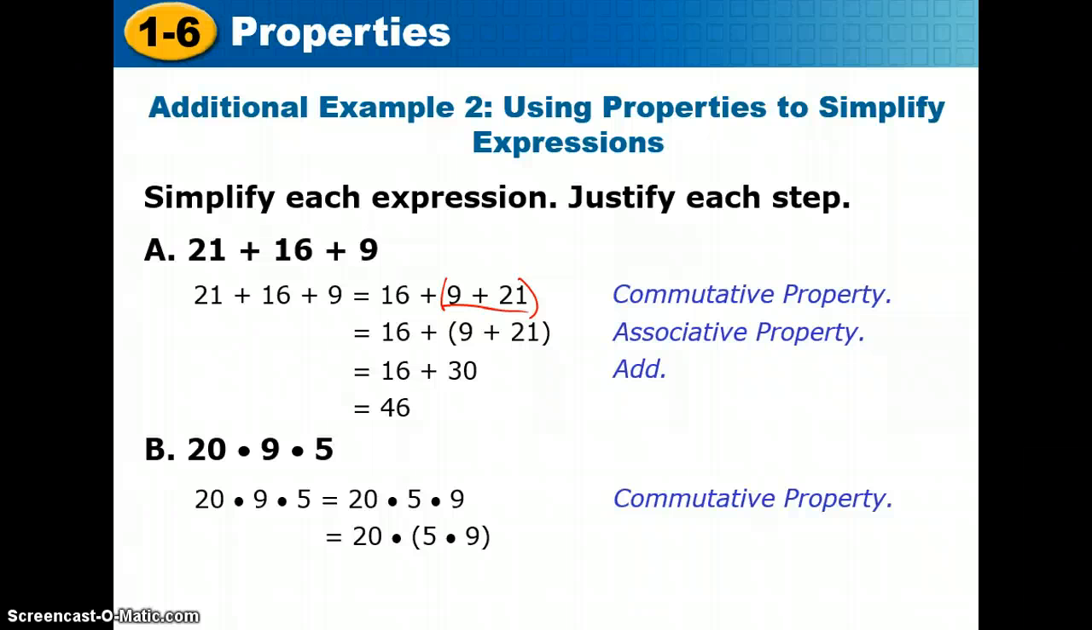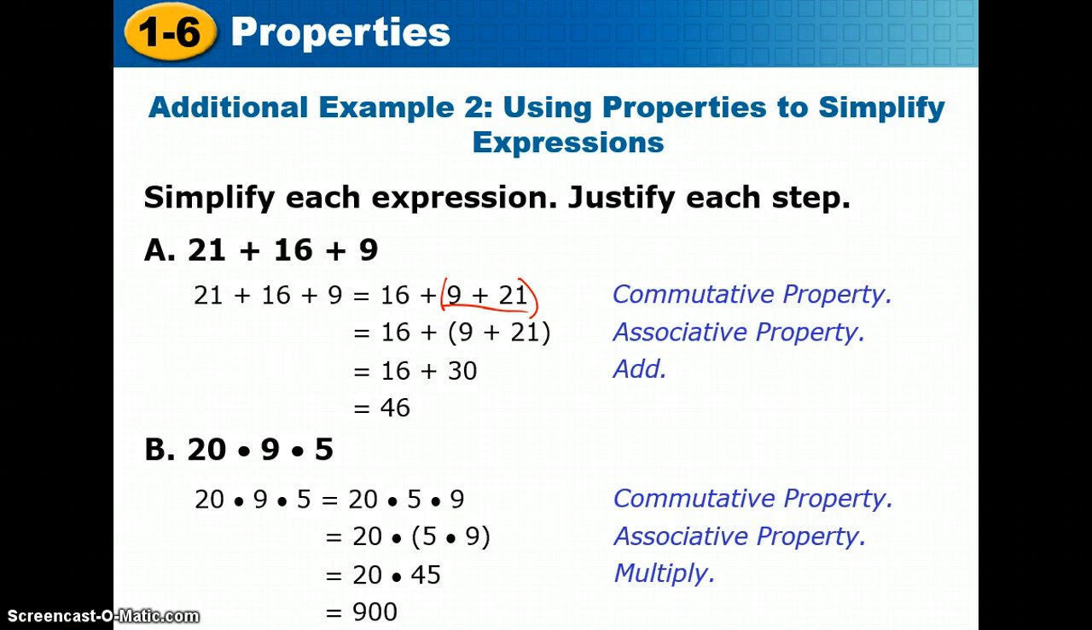But let's look at it this way. When I multiply 4 times 9 using the associative property, I get 45. And 2 times 45, I know 20 times 45 is easy because I know 2 times 45 is 90, and then I add a 0. Again, after multiplying, I get 900.